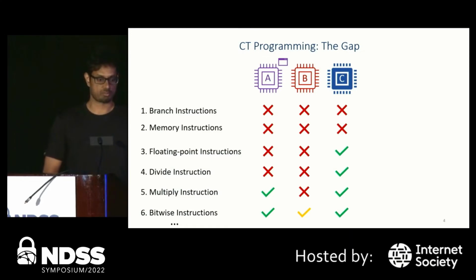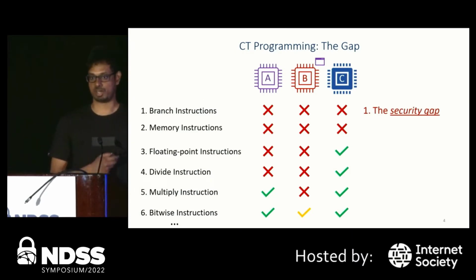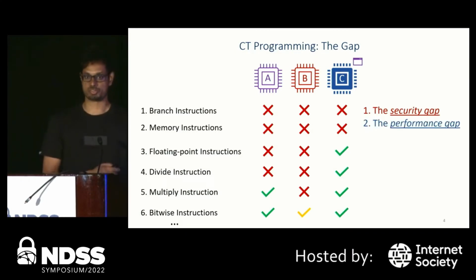So when we take a program that was originally written for microarchitecture A and later run it on this new microarchitecture B, it leads to a security vulnerability, as the multiply instruction will now leak its secret values. This is a security gap with current constant-time code. On the flip side, if you take the program that was written for A and later run it on this new microarchitecture C, it does not lead to a security vulnerability, but leads to a performance gap, mainly because you could use better performing instructions like floating point or divide rather than emulating them in a constant-time way in software. So this is the performance gap.